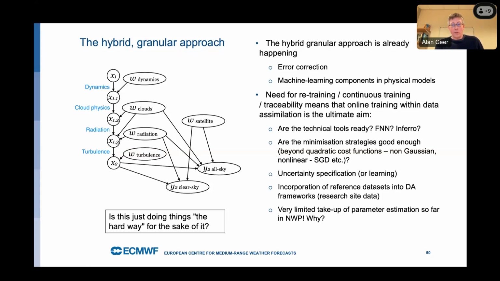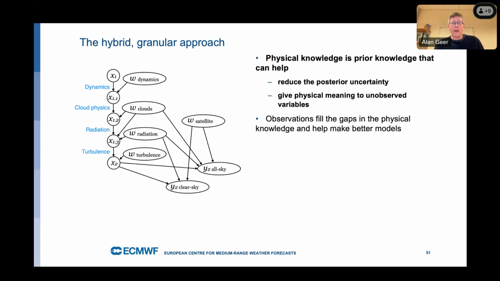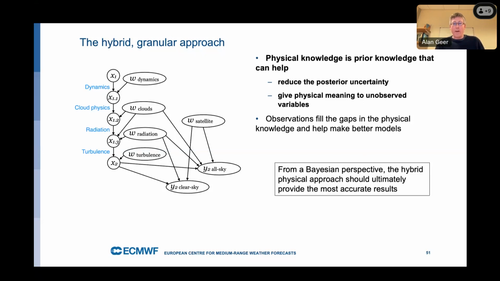So why do we want to do it the hard way if we've got a nice new easy way to do it with data-driven forecasting? And for me, it's just the Bayesian point that physical knowledge is prior knowledge that in a Bayesian sense should reduce the posterior uncertainty, and it should help us to give physical meaning to unobserved variables. And that really is the Bayesian perspective. Ultimately, with physics, we should get a better result than without.